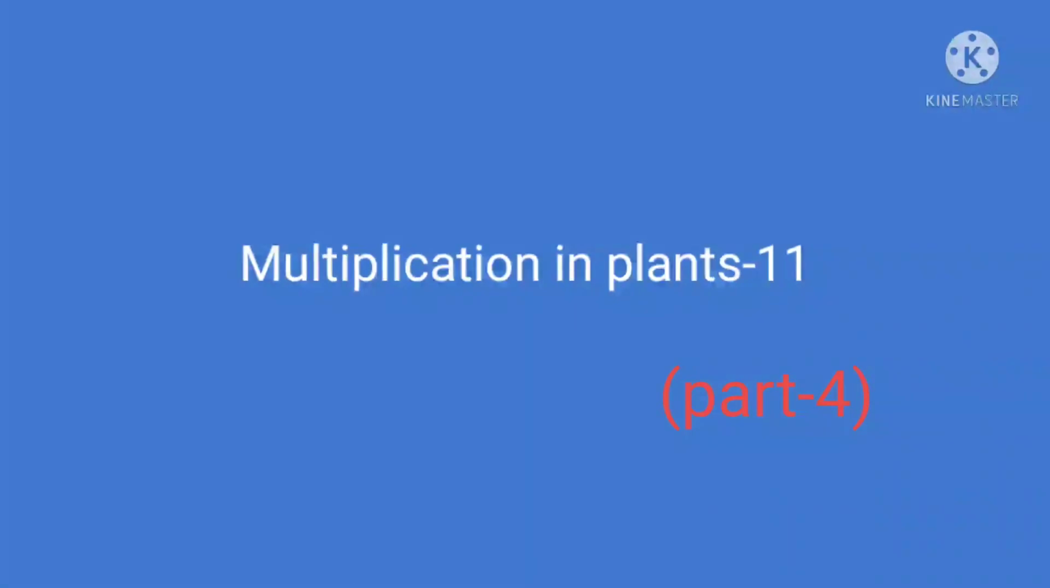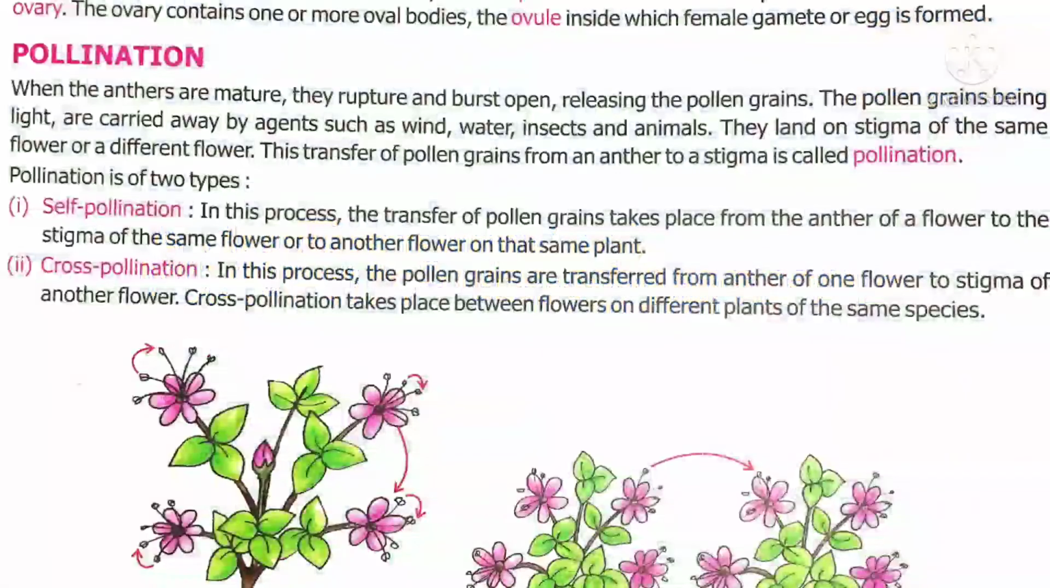Let's go on to the chapter Multiplication in Plants, Part 4. We have been discussing pollination in plants. There are two types of pollination, that is self-pollination and cross-pollination.